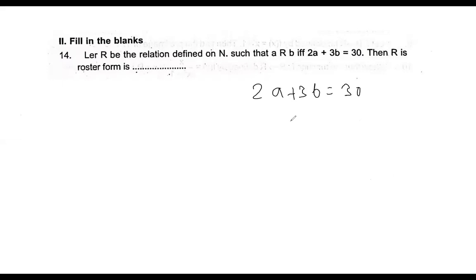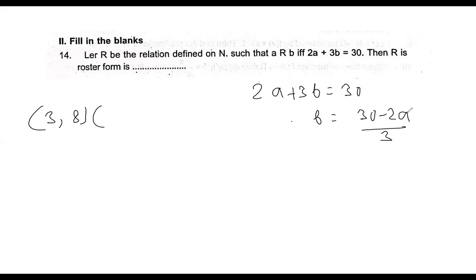If I isolate b here, b is equal to 30 minus 2a, and that divided by 3. Now if I take a as 1, it's not divisible by 3. Placing a as 2 is again not divisible. With 3, it is divisible. Placing a as 3, this is 6, and 30 minus 6 is 24. That divided by 3 is 8. 24 divided by 3 is 8.